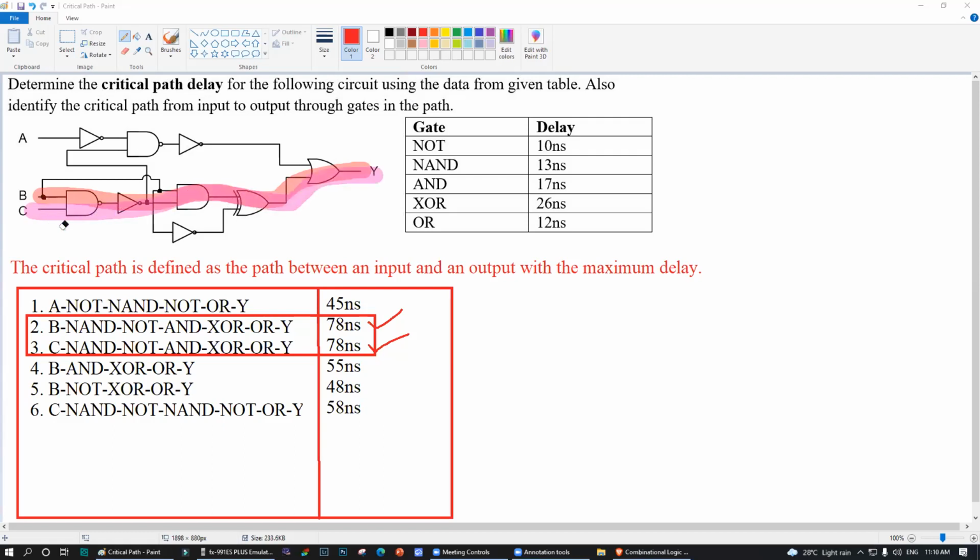Why? Because there is no short from the C. There is no jump from C to the previous path. Okay? Notice what is happening here. B is jumping 2 gates, right? B can jump 2 gates. Can you see that? So that's why if I have to choose one, I will choose the C one. If I can choose both, I will choose both. So these two are your critical path. Understood, everyone?